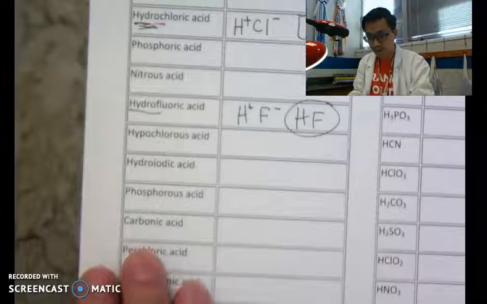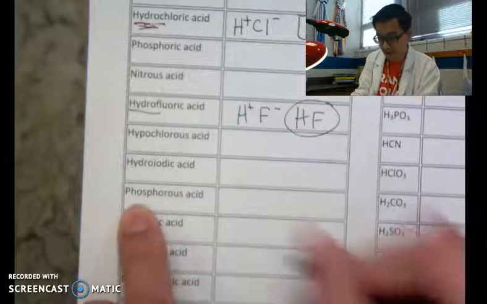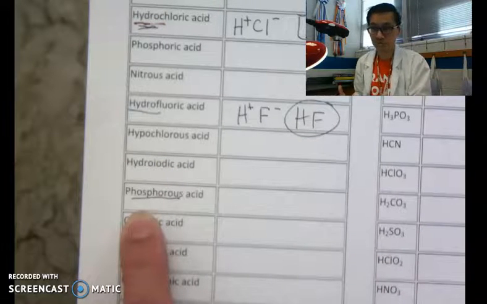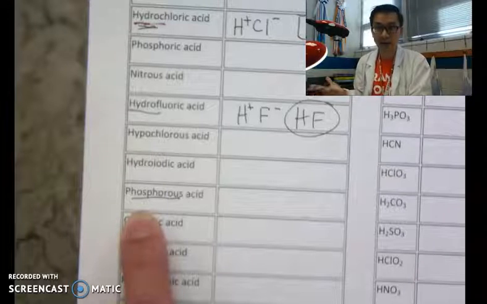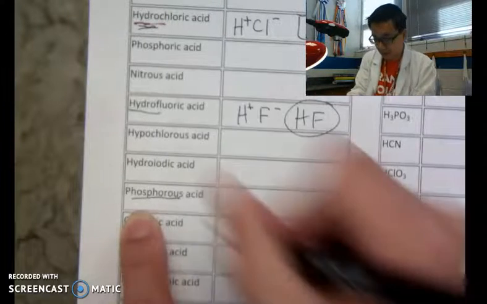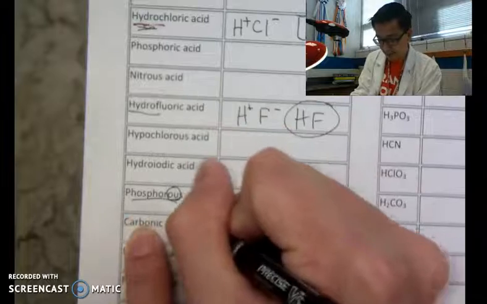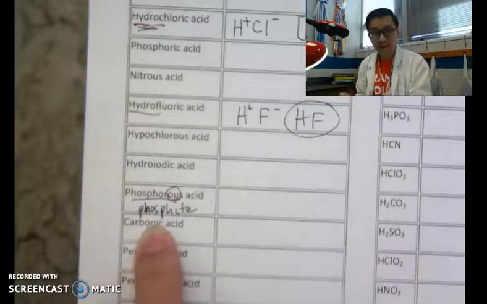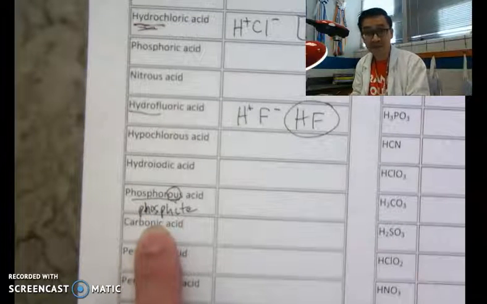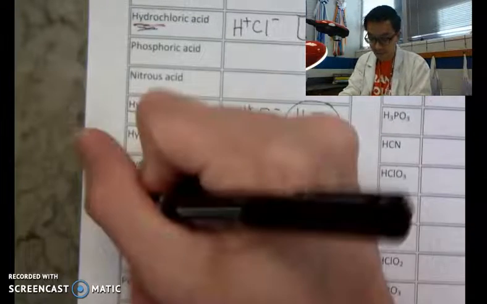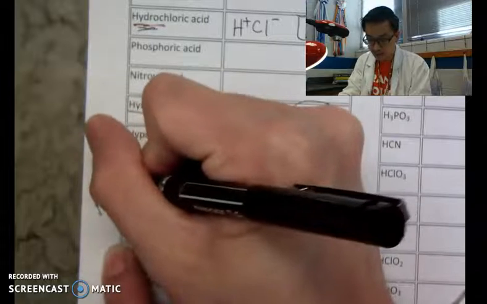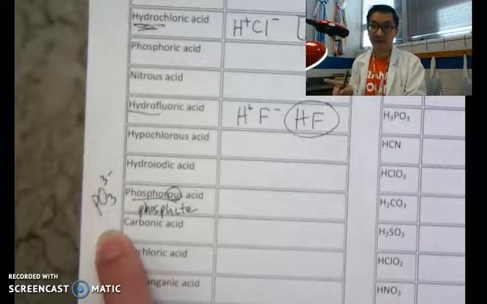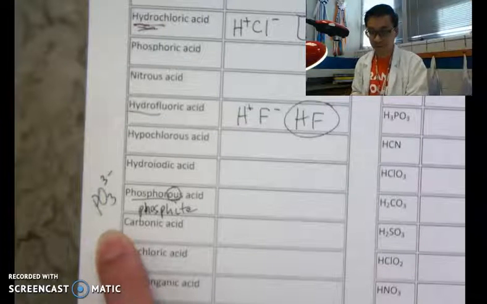Okay, what about phosphorus acid down here? Is there hydro? No hydro, so it has a polyatomic ion. Ous comes from ite, right? So you need to look for phosphite. And sadly, phosphite is not on your polyatomic ion list, but it's actually PO3, 3 minus. Phosphate is PO4. Phosphite is PO3.